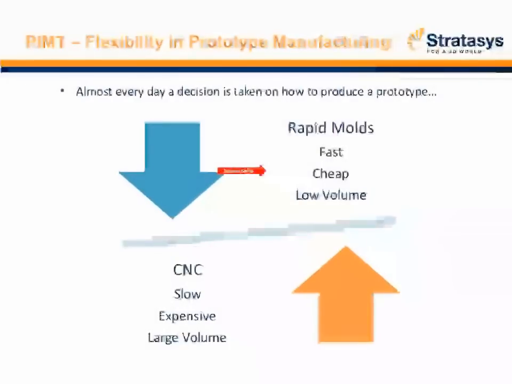But basically, you can see a kind of decision here made to choose between rapid molds, which are fast, cheap, and can get you a low volume of parts, and CNC, which is slower to manufacture, more expensive, but will give you a large volume of parts. So this is one of the decision points where you would need to weigh in all the factors, meaning how many parts you need for the process, and whether the surface finish is very important or not so important. By making the right decisions, you can save time and money and give your company flexibility in your prototype manufacturing from the real end product material.